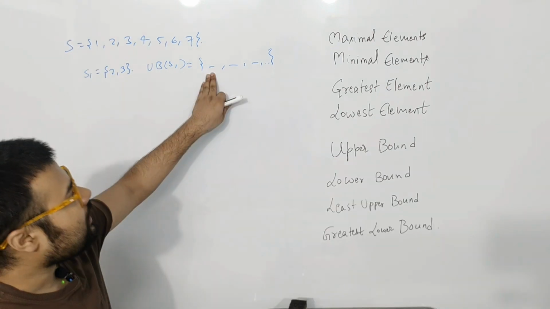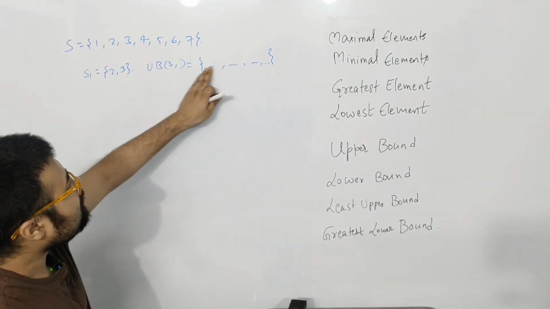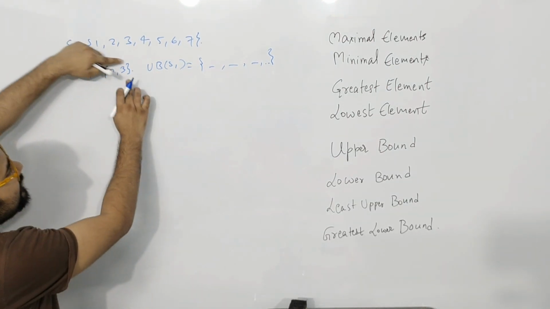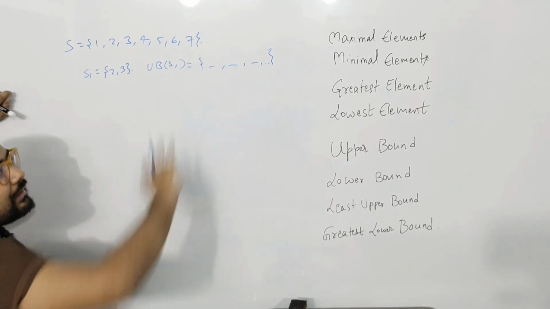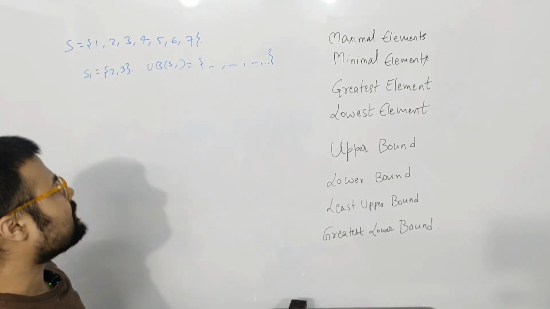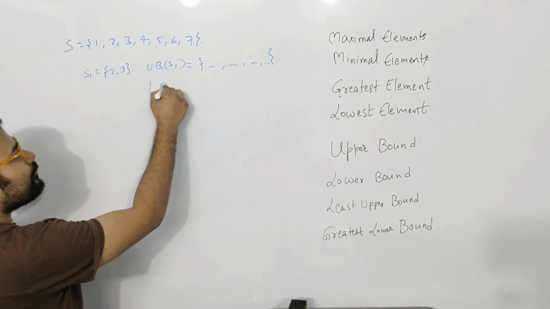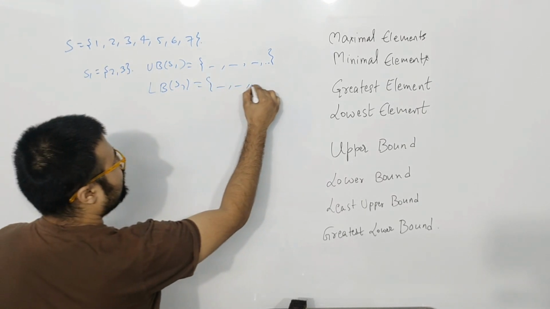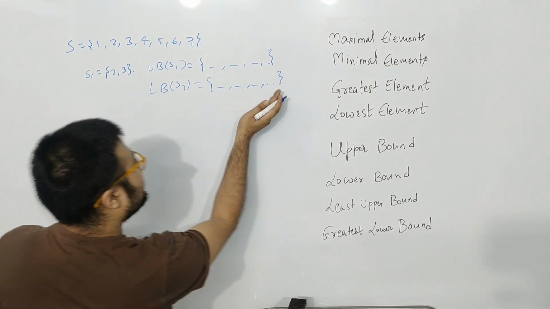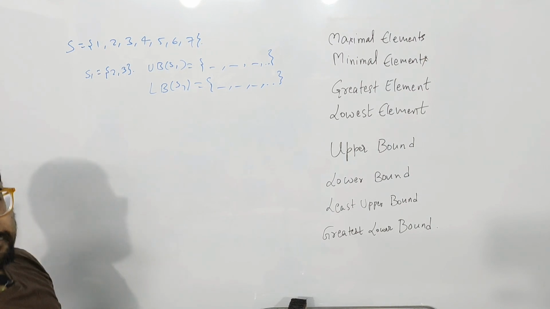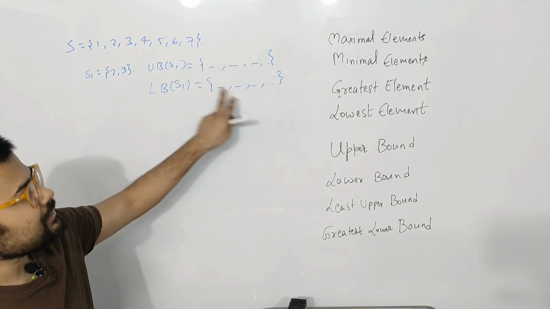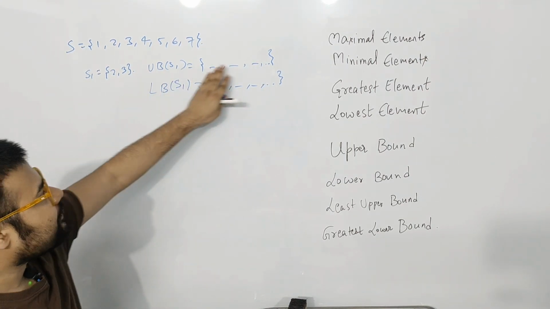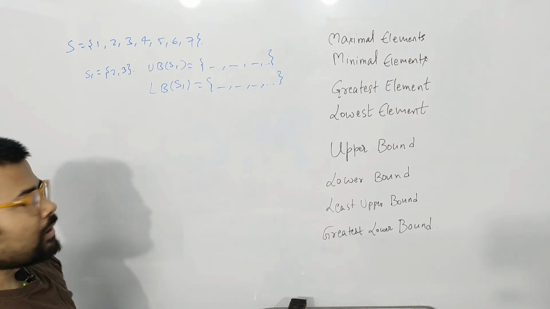What elements would be here? All those elements to which 2 and 3 both are related. All such elements will be here. What is the lower bound of S1 then? The lower bound of S1 is all those elements that are related to 2 and 3. Now, how do we find such elements? In the case of upper bound, how do we find such elements?